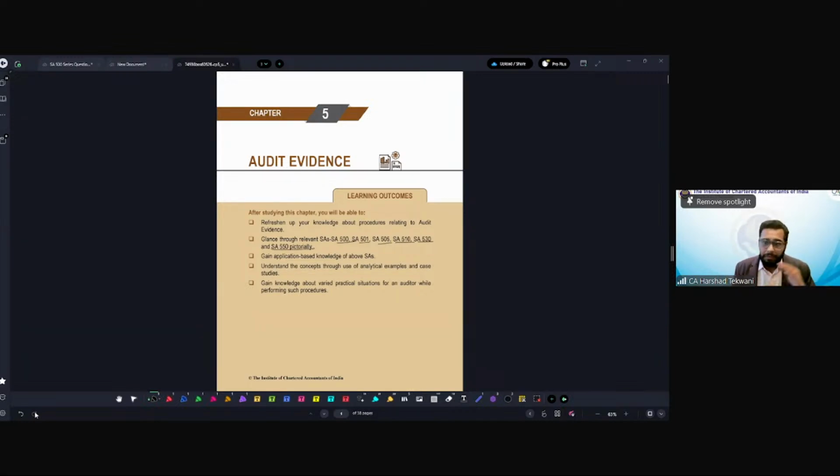For example, SA 500 is pure audit evidence, where we'll understand some important aspects of audit evidence. SA 501, specific considerations. Again, 505, you have external confirmations. 510, you have initial audit engagements. 530, you have audit sampling. 550, a very important one, which is related parties. So in all these scenarios, we will see how to perform specific audit procedures and how to gather audit evidence from those specific procedures.